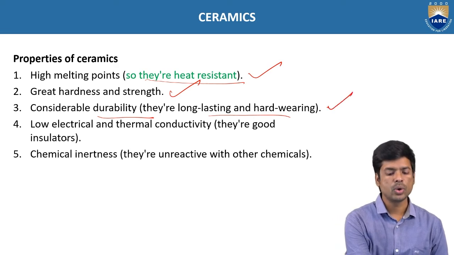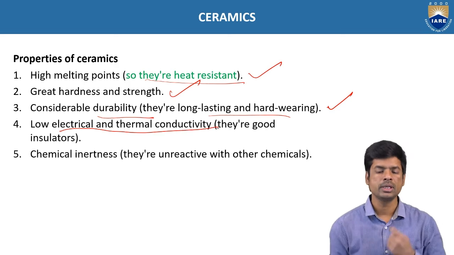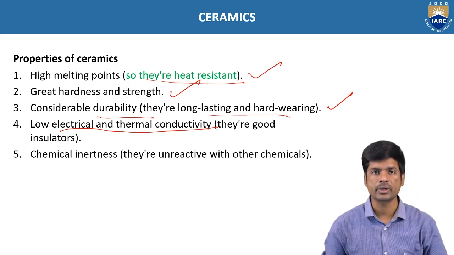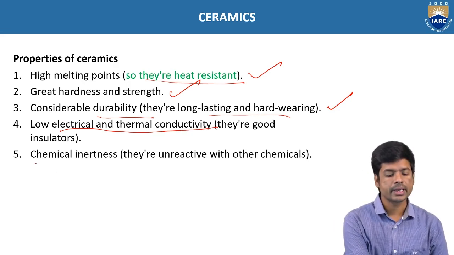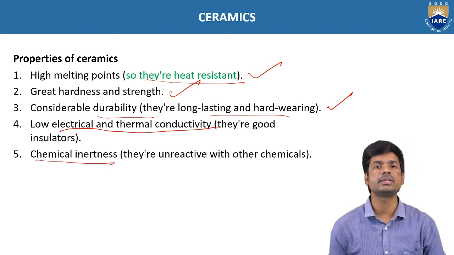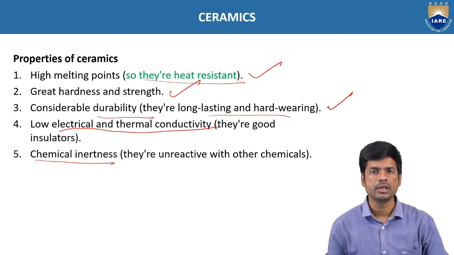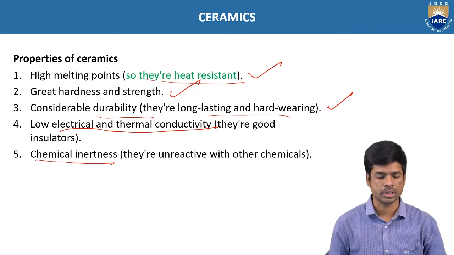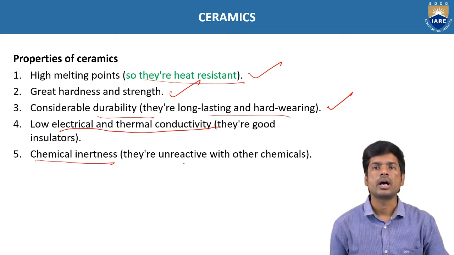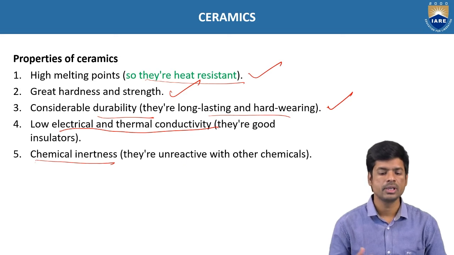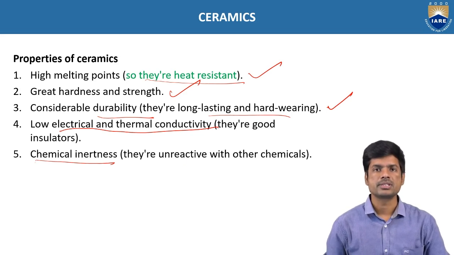And next, low electrical and thermal conductivity. That means they are good insulators. And next one, chemical inertness. That means it is not going to react with the other chemicals. It is an inert material which is not going to react with the other chemicals. They are unreactive with the other chemicals. These are some of the properties of ceramics.